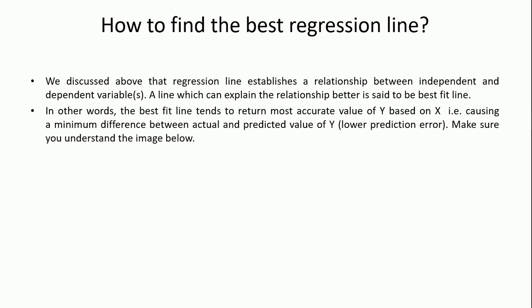We discussed that the regression line establishes a relationship between the independent and dependent variable. So that line should be a best fit, as I already told you. The line which we consider as the best fit should have a minimum difference between the actual and predicted value of y. That is, the predicted target value should not have much difference from our actual target value.